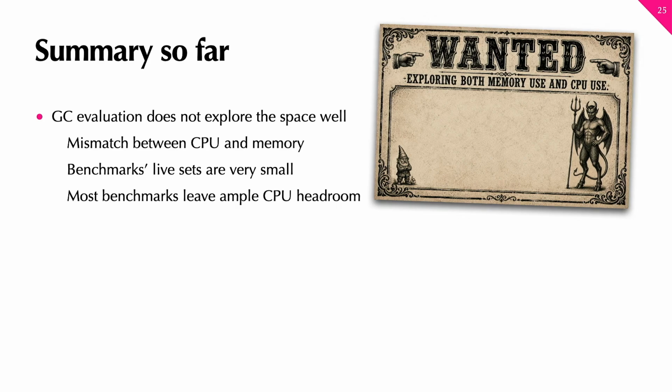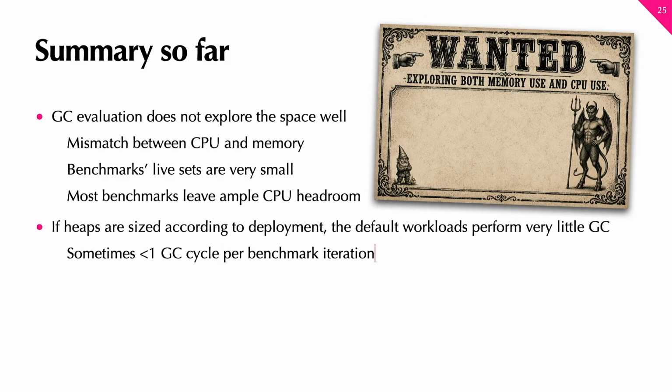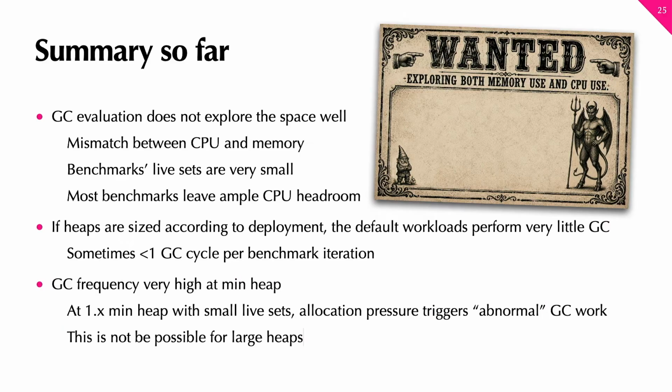And the benchmarks' live sets are very small, so that means you can have this sort of high sustained GC frequency. And we also see that there's ample CPU headroom in many of these. And as I already pointed out, if we size the heaps according to the memory that exists on the machine, we'll see very frequently less than 1 GC cycle per iteration.